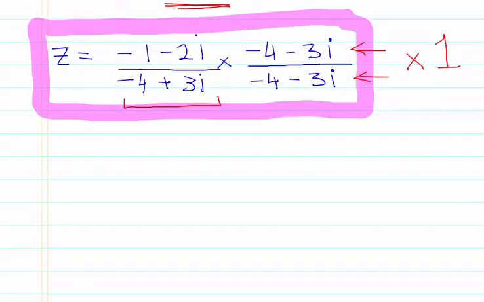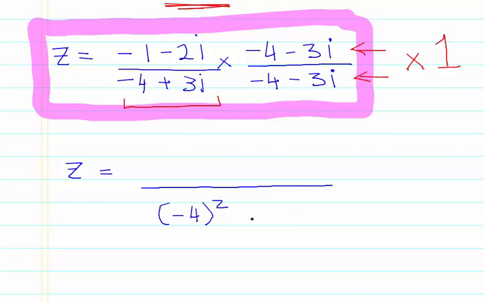Okay, so what I'm going to do first is look at how we can re-express the denominator. Essentially it's a number times its complex conjugate, so it's minus 4 squared plus 3 squared, and that works out to be 16 plus 9, which is 25.